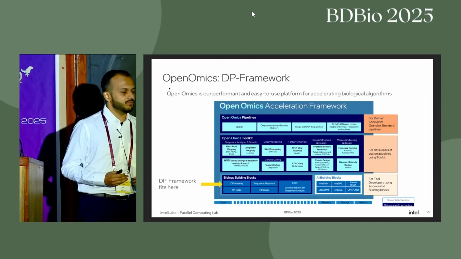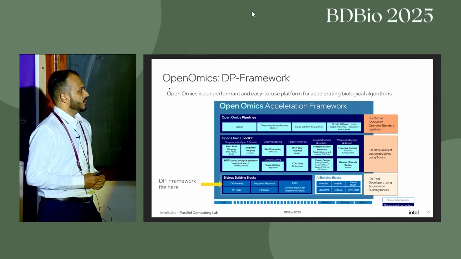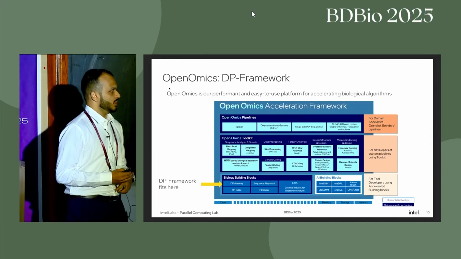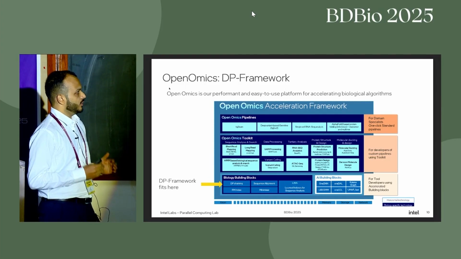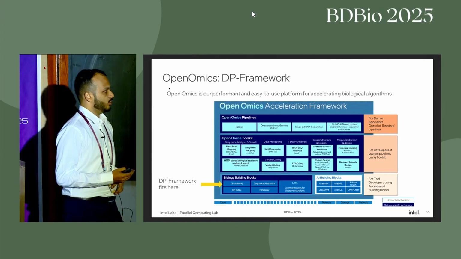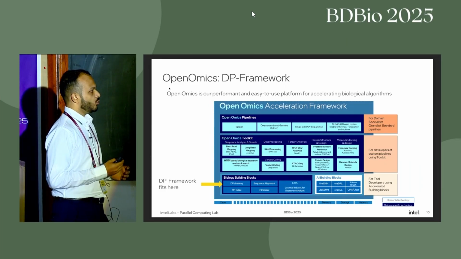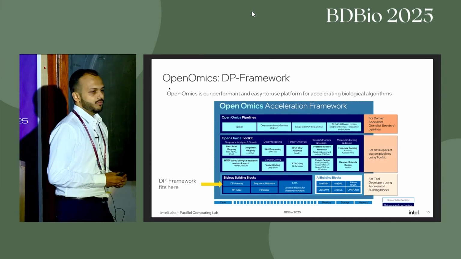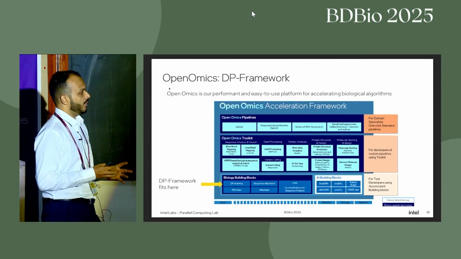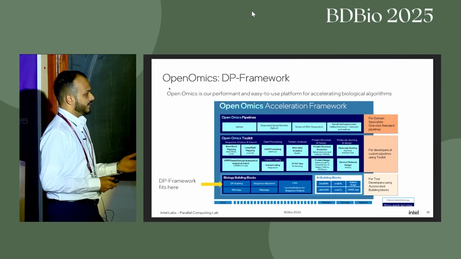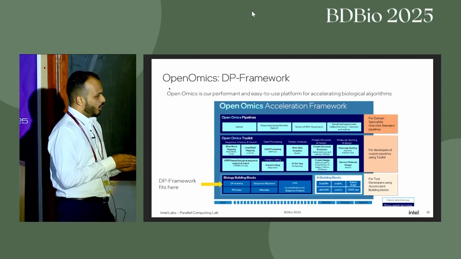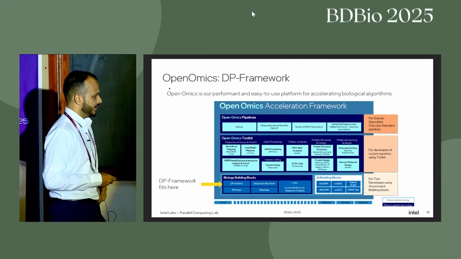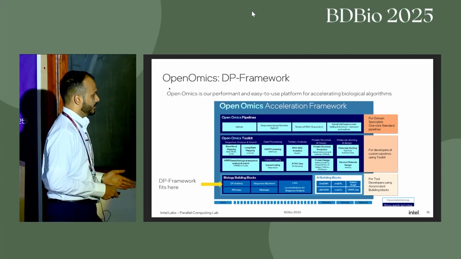This tool, DPFramework, is part of our bigger effort called Openomics. Openomics is our performant and easy to use platform for biology algorithms. At a higher level in Openomics, you have single pipelines that you can directly use. For users who want to create their own custom pipelines, we have Openomics toolkits, which has Dockerized workloads that you can combine to create your own pipelines. And finally, we have building blocks, which contain all the fundamental biology tools like DP chaining, sequence alignment, and FM index, and this is where our DPFramework fits in.